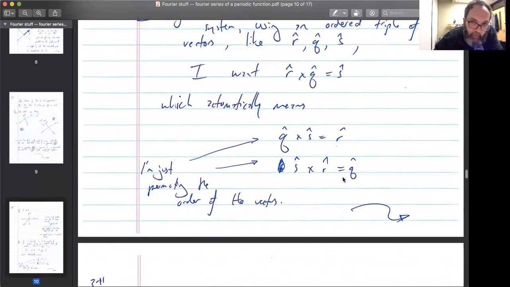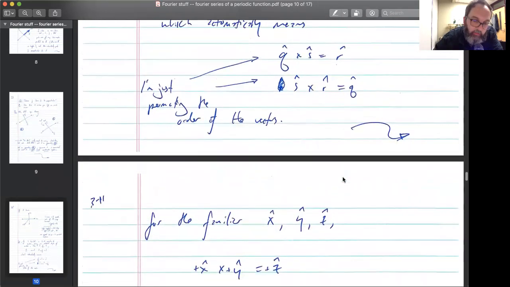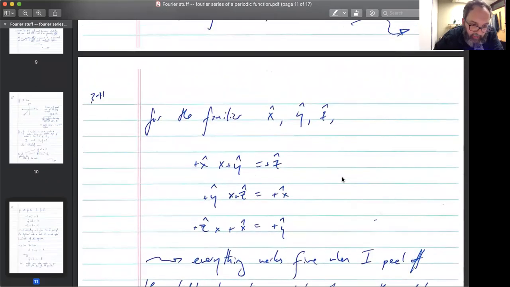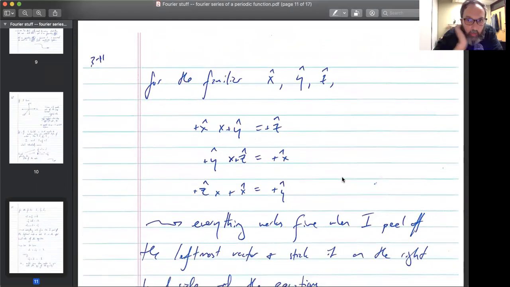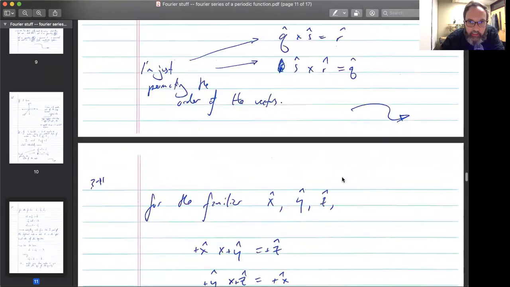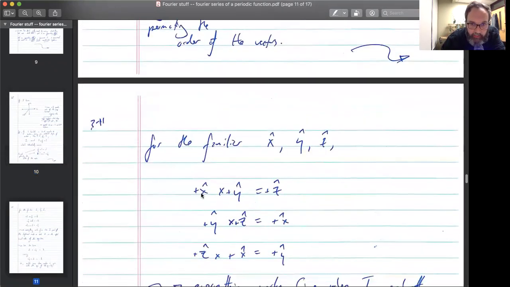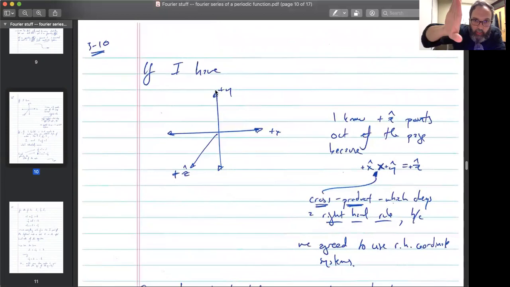Check this for me with x, y, and z, because I think I did this right. I did this the other night when I was punch drunk, sleepy, but maybe I did it right. So x, y, and z are in order. X cross y is equal to plus z. Is that true? Yes. Let's pop the x off, bring it over to this side. Y cross z is equal to x. Is that true? Y cross z is plus x. Works.